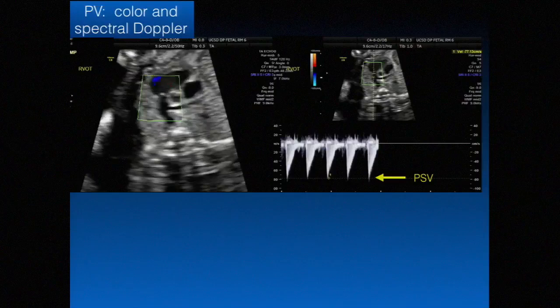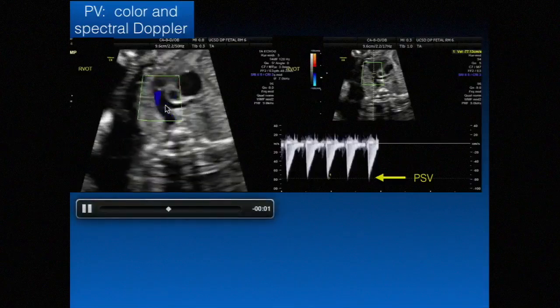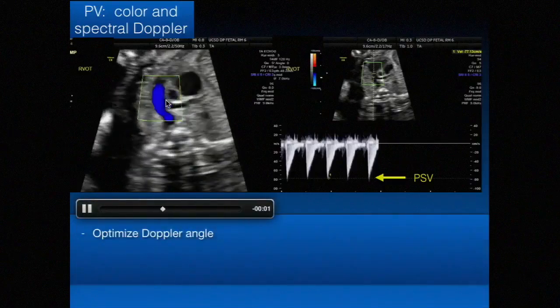This is a perfect angle to put on color. Again, same thing, nice laminar forward flow. When you put your Doppler on, you're going to put it just past the level of the pulmonary valve and peak systolic velocities under 1 meter.